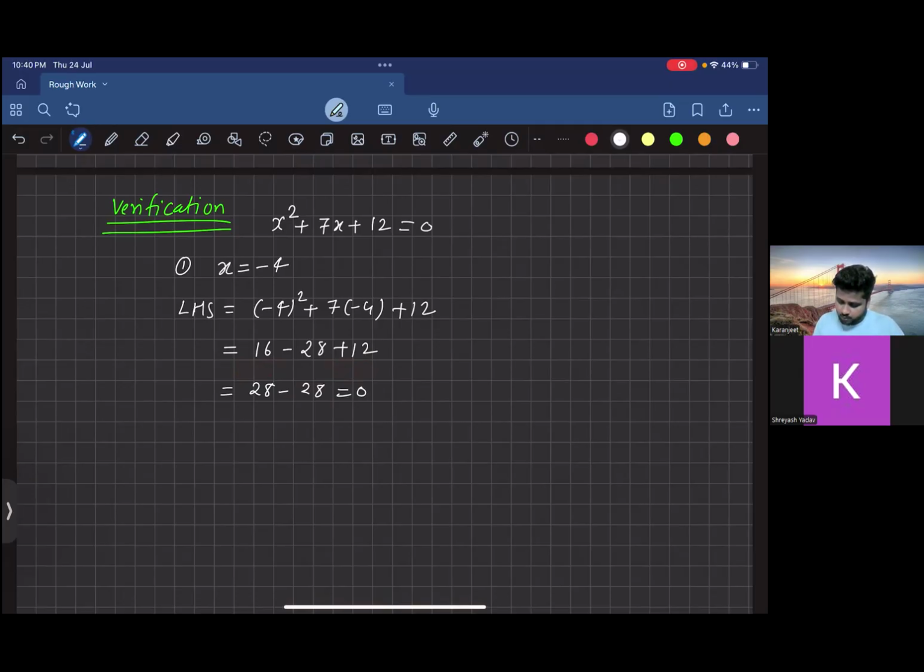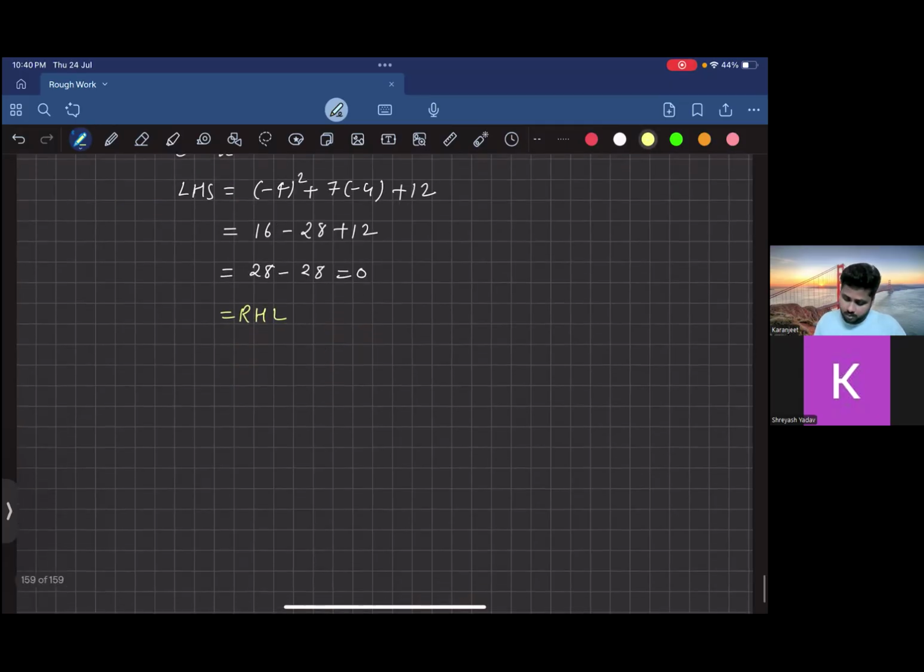Understanding? So here right hand side is also equals to 0. Therefore LHS will be RHS. LHS and RHS is equal. Therefore verified that x is equal to -4 is a root. I'll write here root of quadratic. Understanding?